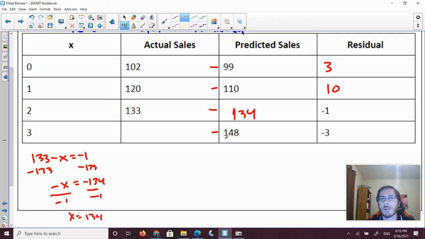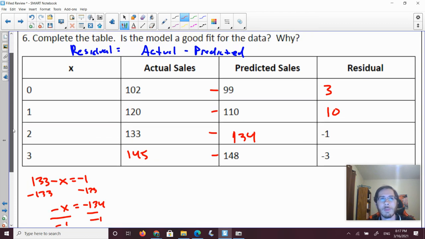So we're going to logically think about the last one, because remember, the residual is how far away we are. So if our actual sales were 3 less than the predicted sales, this should be 145. And we can double check. 145 minus 148 is negative 3, so that does work out. So we got that part down. We got everything in the table. So we just use the residual formula.